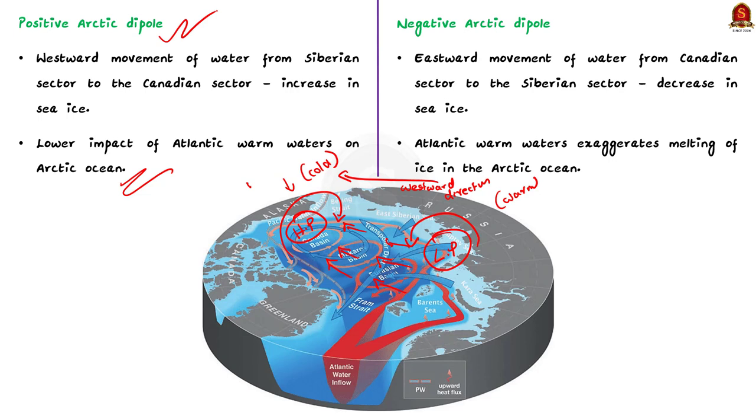Since 2007, the positive Arctic dipole favored the westward movement of the freshwater and it helped to slow the overall loss of sea ice in the Arctic. As a result, the depth of freshwater ice has increased along the Arctic. Also, the ice was too thick and stable.